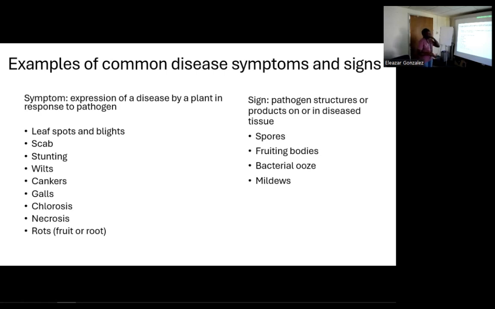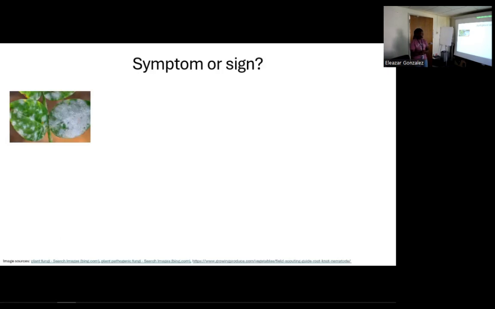And so bacterial ooze, I guess, was the other one. That's a telltale sign that you have bacteria. Just put whatever you suspect has a bacterial disease in clear water, cut, and you'll see the streaming. And then mildews, which you might also have seen on vegetables if you grow vegetables. Powdery mildew will be found on the upper side of your leaf, and downy mildew will be found on the underside of your leaf. Next slide, please.